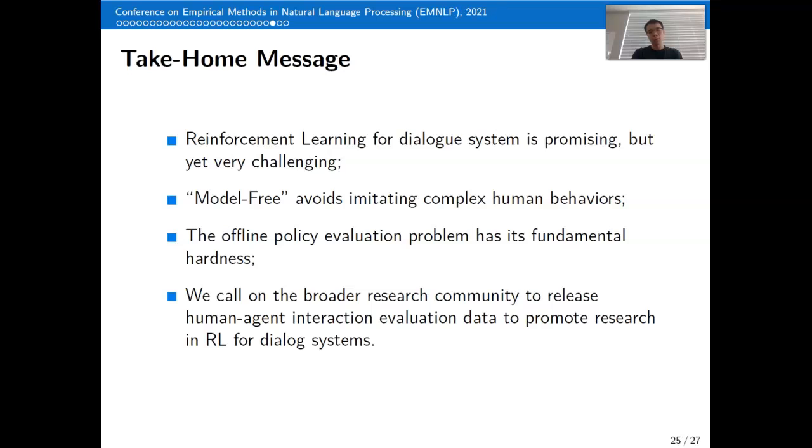In summary, we have a few take-home messages. First, reinforcement learning for dialogue systems is very promising, but yet very challenging. Model-free RL-based evaluation methods can avoid imitating complex human behaviors and improve the performance of OPE. The offline policy evaluation problem has its own fundamental limitation, which is the coverage of experience data. So we call on the broader research community to release human-agent interaction evaluation data to promote research in RL for dialogue systems.